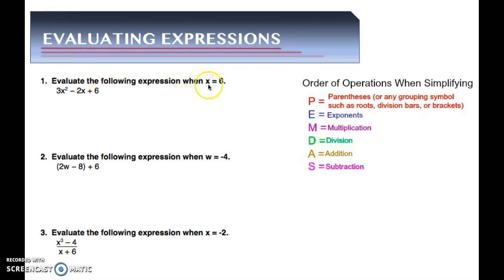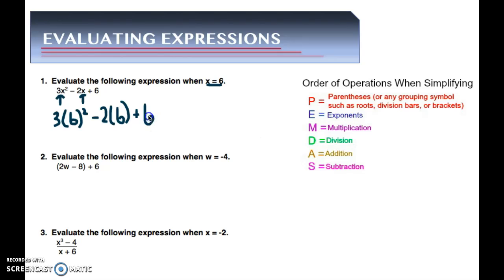We want to evaluate the expression 3x squared minus 2x plus 6 when x is equal to 6. So what that means is for every x variable in my equation, I will replace it with the number 6. So I have a 3. My x variable now becomes a 6. I'm going to square that 6. I have a negative 2 times a 6. And then I have a plus 6 at the end.